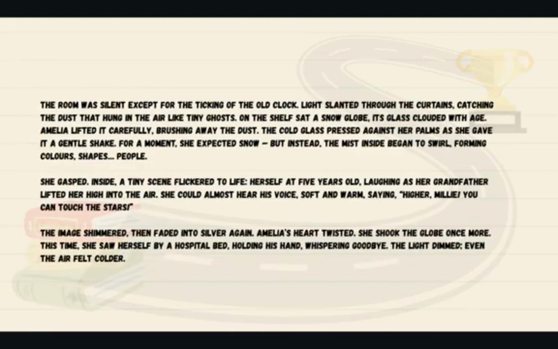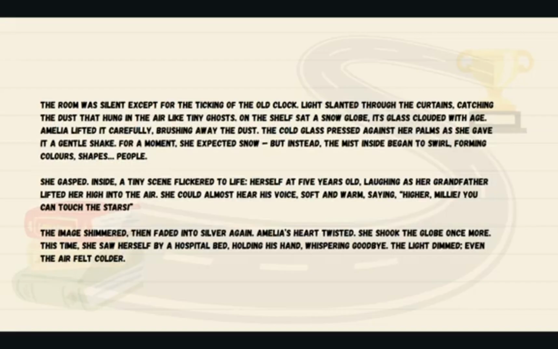So I've said the room was silent except for the ticking of the old clock. Light slanted through the curtains, catching the dust that hung in the air like tiny ghosts. On the shelf sat a snow globe, its glass clouded with age. Amelia lifted it carefully, brushing away the dust. The cold glass pressed against her palms as she gave it a gentle shake. For a moment she expected snow, but instead the mist inside began to swirl, forming colours, shapes, people.